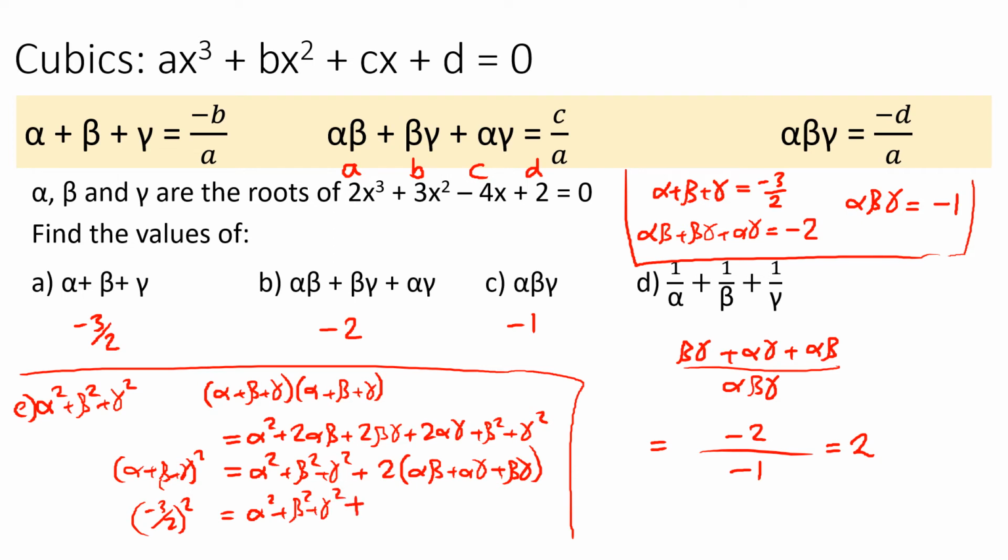And we know that this would be 2 lots of minus 2, so this would be overall minus 4. And we could therefore work out that our alpha squared plus beta squared plus gamma squared was equal to 9 over 4 plus 4, I guess, so 25 over 4. Yeah, just be aware that that could be asked.